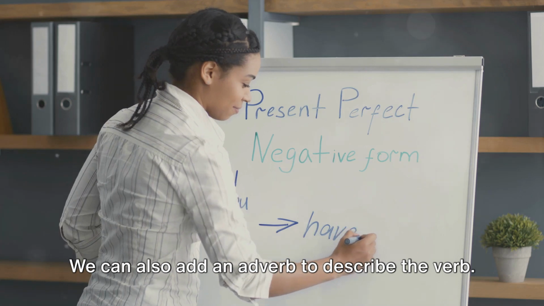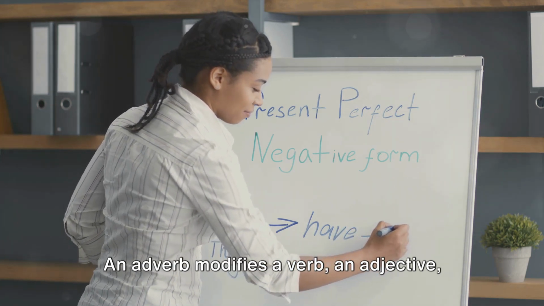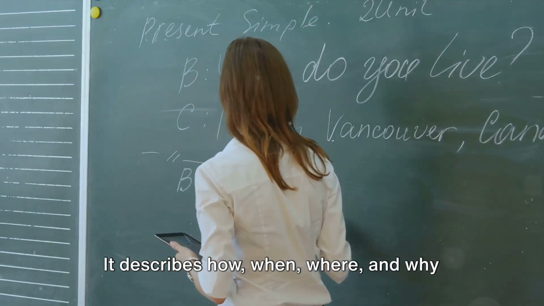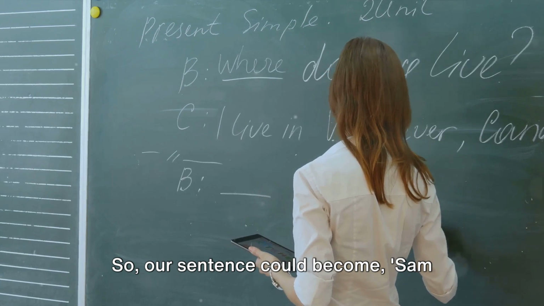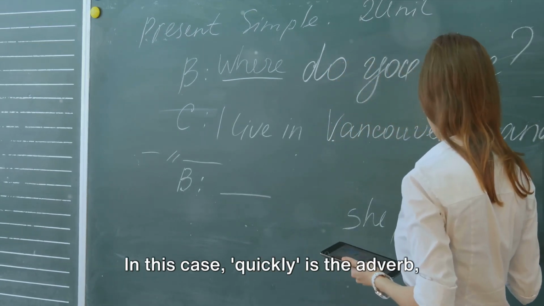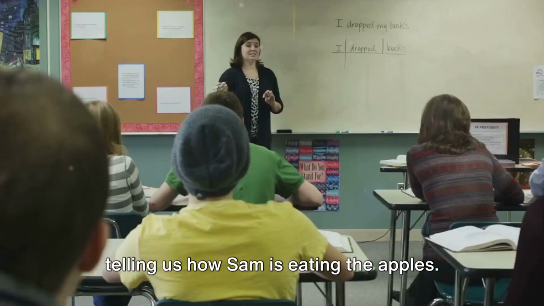We can also add an adverb to describe the verb. An adverb modifies a verb, an adjective, or other adverbs. It describes how, when, where, and why the action occurs. So our sentence could become, Sam quickly eats juicy apples. In this case, quickly is the adverb, telling us how Sam is eating the apples.